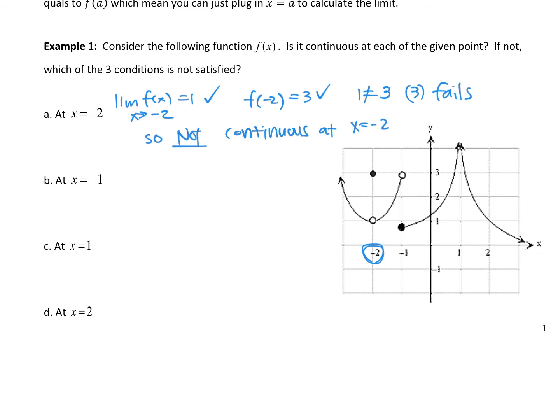Just by looking at the graph, there is a little hole here. My graph goes like this, except there's a hole, or there's like a jump. My graph goes like this, it jumps to this point, and it comes back to this. So there is either a hole or a jump, right? So that's why it's not continuous at x equals -2. All right, let's look at part B. At x equals -1. x equals -1 is right here. At this point, to check the continuity, first I have to check the limit. So the limit of f of x as x approaches -1.